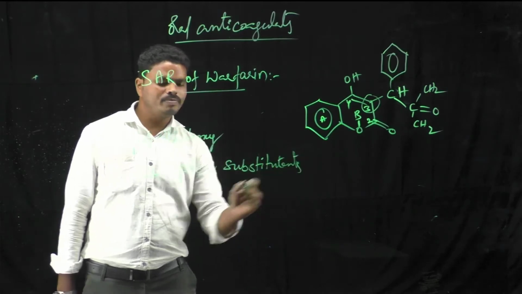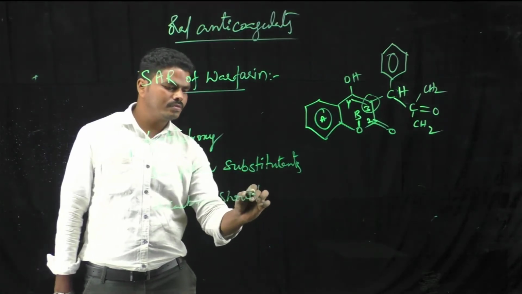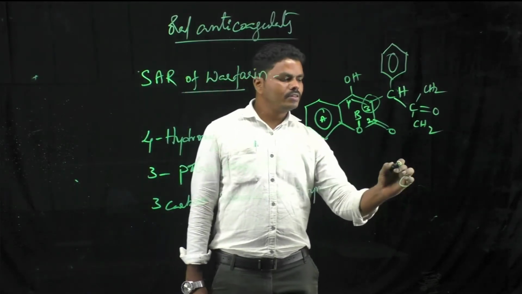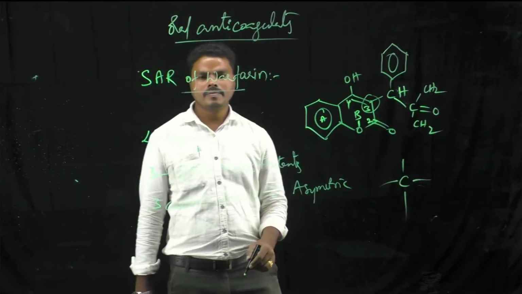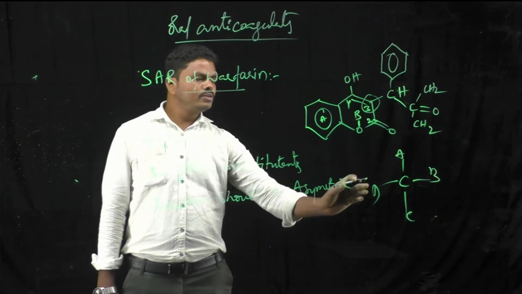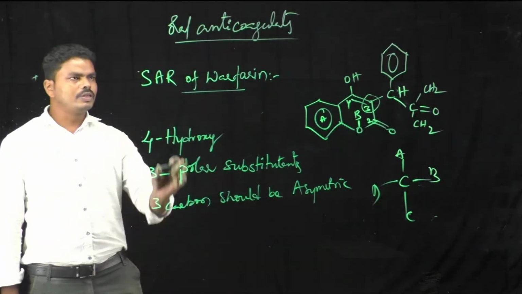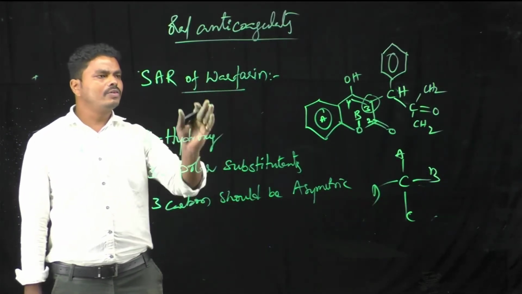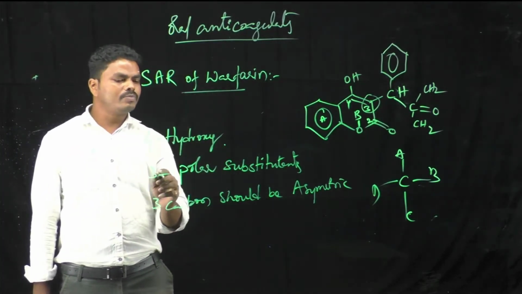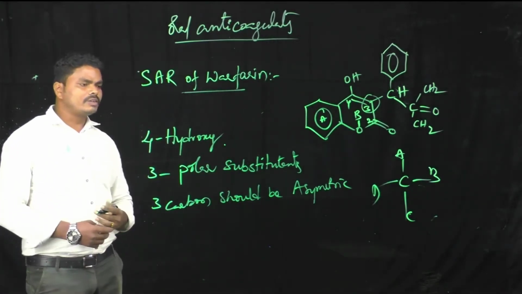And the third carbon should be asymmetric in nature. Asymmetric means the carbon is attached to different atoms. So asymmetry means the central carbon is attached to different atoms. So for showing the maximum anticoagulant activity, the warfarin should consist of a 4-hydroxy group or 4-hydroxy moiety, the third carbon should have polar substituents, and the third carbon should be asymmetric in nature.